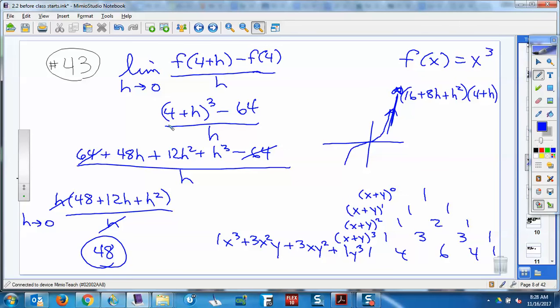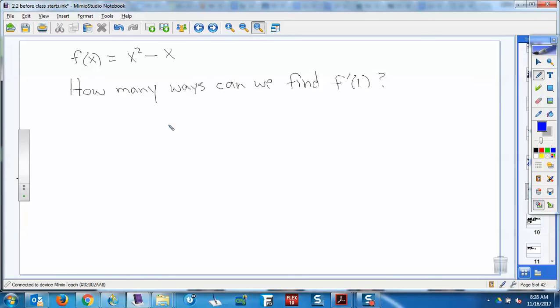Let's stop just a second and talk about this real quick. You don't have to write this down, but let's just think about this. If I gave you this function, and let's say you had your calculator, how many different ways could we find f prime of 1? Find or estimate f prime of 1.